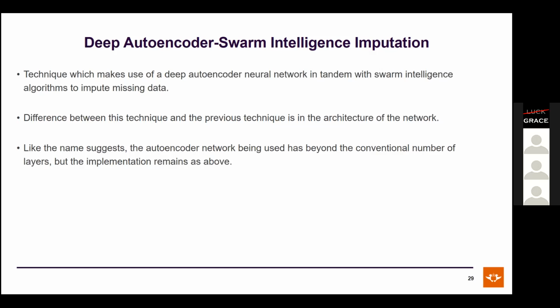The word actually speaks for itself. One is deep, and the other is just a narrow autoencoder. Now, the definition of how deep the autoencoder network should be differs. So those are more advanced: your k-nearest neighbor, your autoencoder networks, your narrow autoencoder networks, and your deep autoencoder with swarm intelligence algorithms to do the imputation.